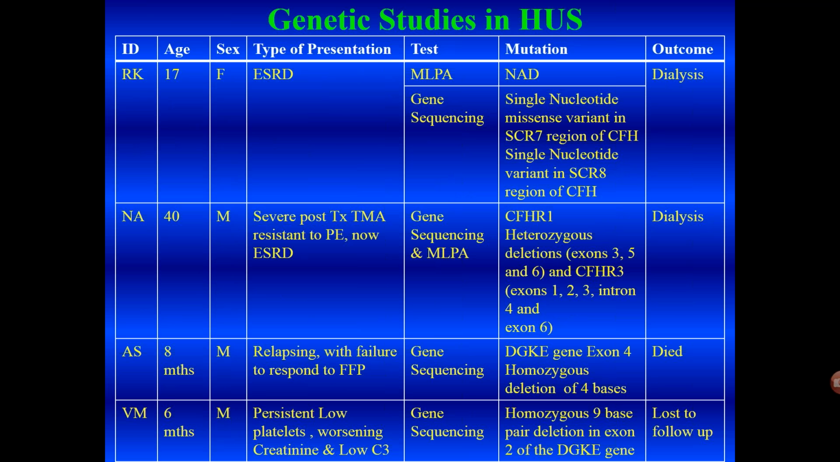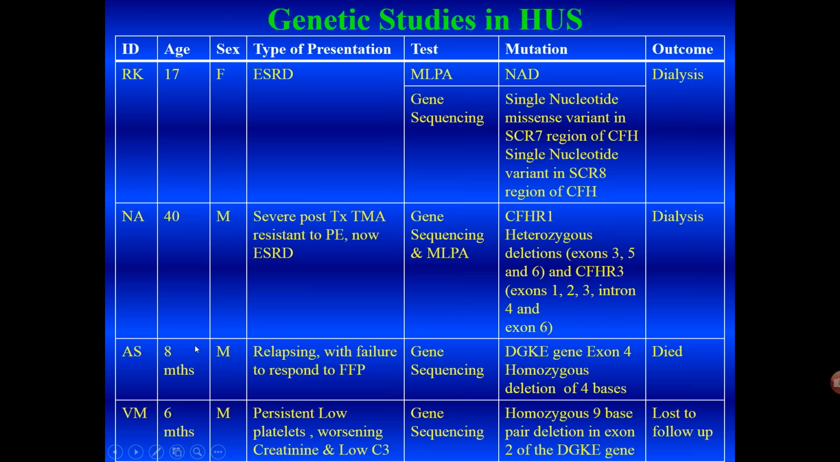This is another patient, a 40-year-old, who had a severe post-transplant TMA resistant to plasma exchange and is now back on dialysis. We did both 3rd generation sequencing and an MLPA in this patient. We found the gene sequencing was normal, but there was an abnormal number of copies in the CFH-R1, which resulted in heterozygous deletions in exons 3, 5, and 6, and in R3, and in both exons and introns.